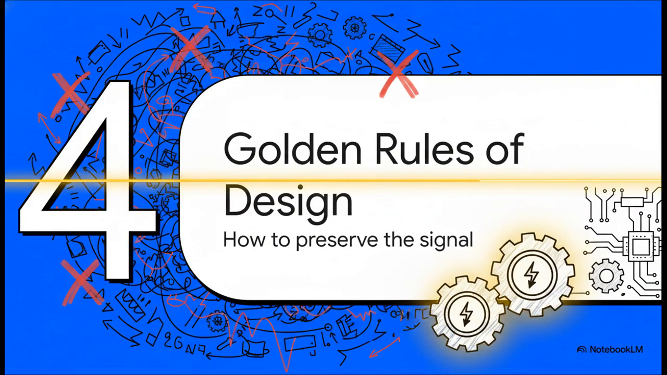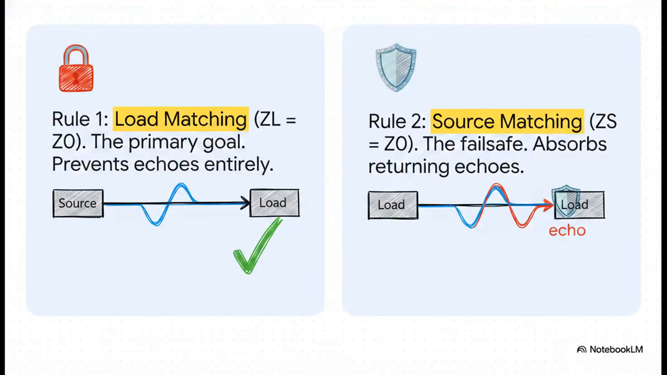Okay, so this seems like a complete nightmare. You might be wondering how any of our technology works at all. Well, this is where the clever engineering comes in. Now we get to the solution. The golden rules of design that engineers use to prevent these reflections from ever happening. There are two fundamental rules you have to live by.